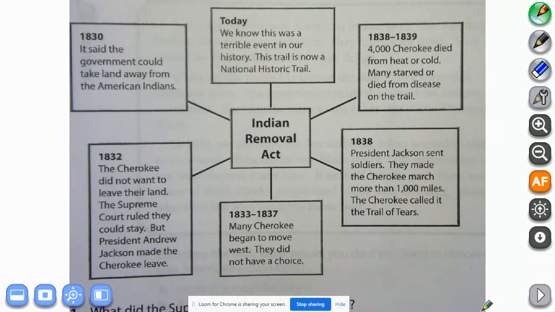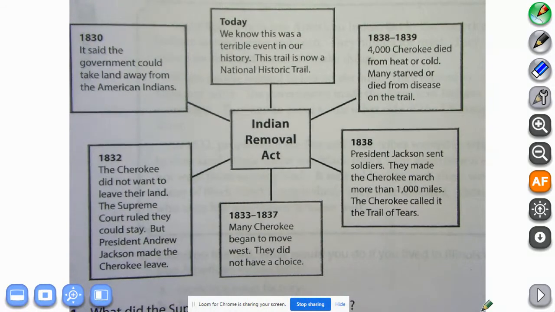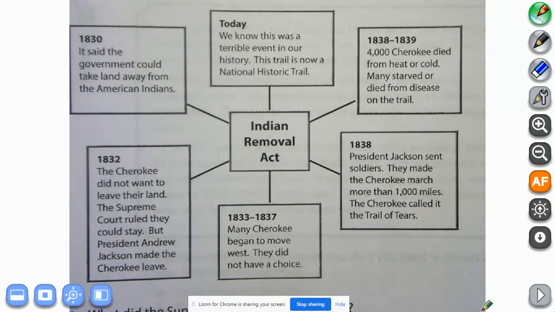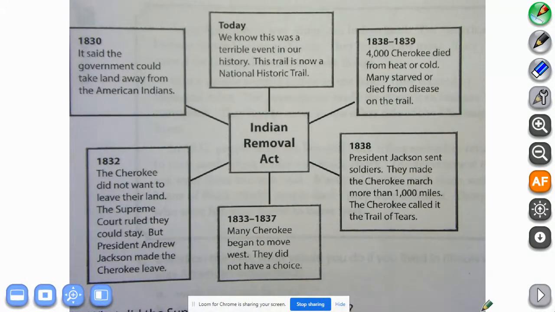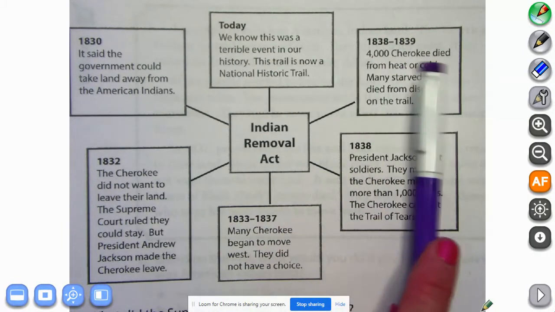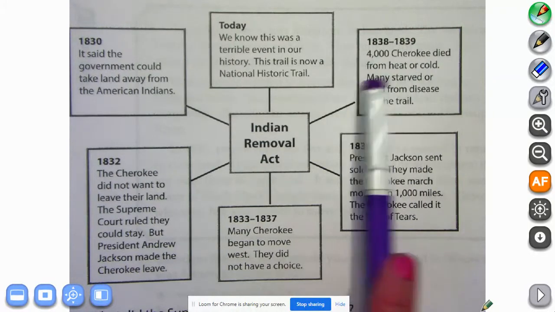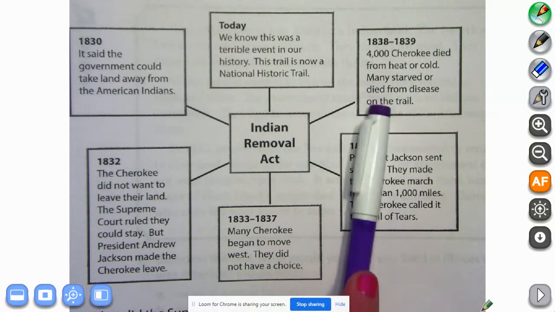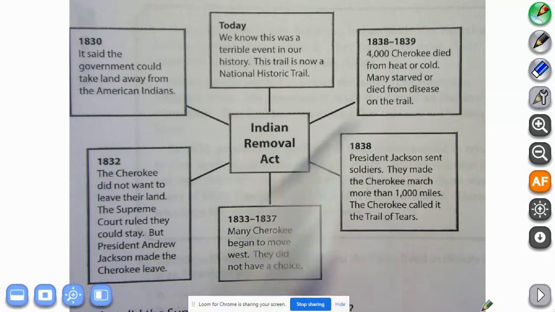1,000 miles. If we're driving 1,000 miles in our car, we're going to be in that car for 10 or 12 hours driving. These people had to walk, ride their horses, pull all of their things with them. So they called that the Trail of Tears because they were so heartbroken. They cried, people died, people were sick. And in 1838 to 1839, 4,000 Cherokee people died from heat or cold. Many starved or died from disease on the trail. Such a sad story.